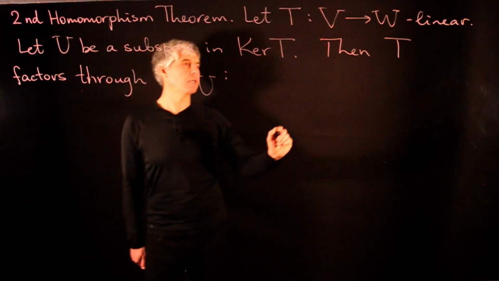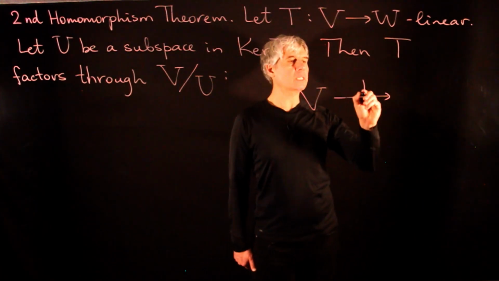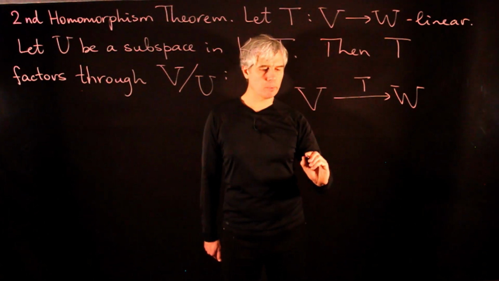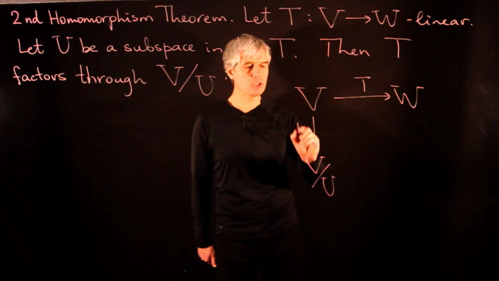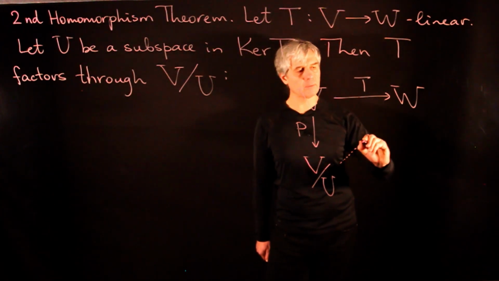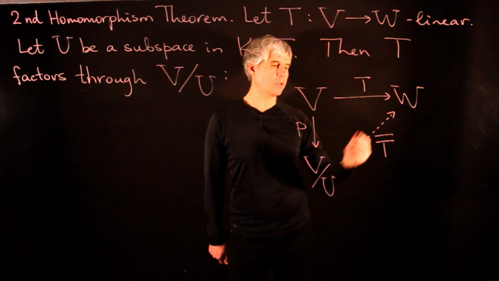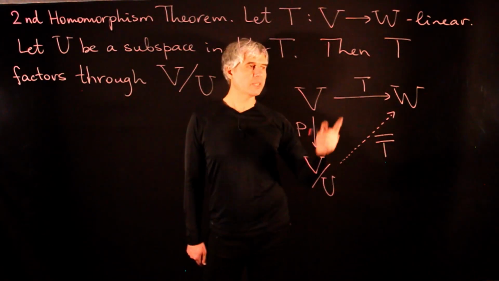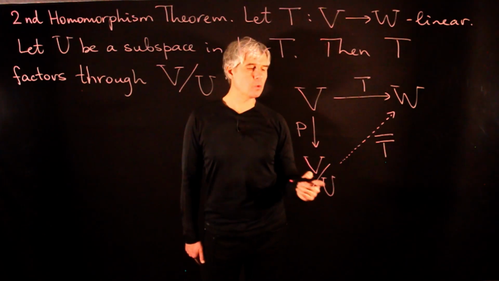So what it means is that we have the following diagram. We have V, and T sends V to W. We also have the space V quotient by U, and here we have the map, which is our canonical projection. The claim of this theorem is that there exists a linear map T bar. The dashed arrow on the diagram means the claim of existence of such a homomorphism. We claim that a linear transformation T factors through the space V quotient by U.